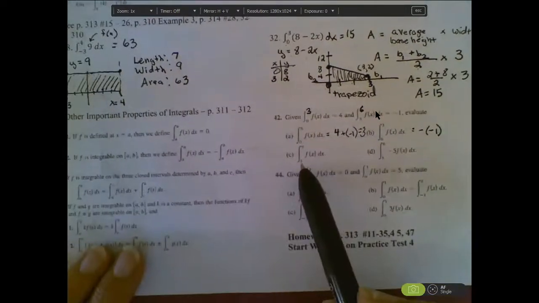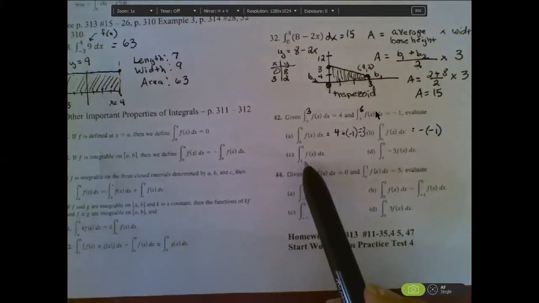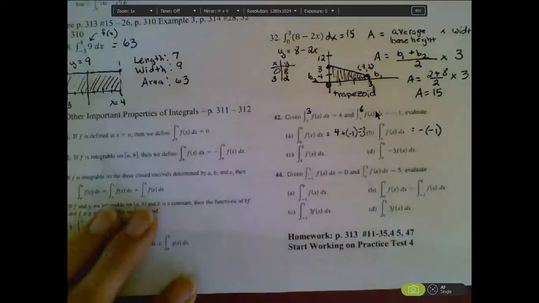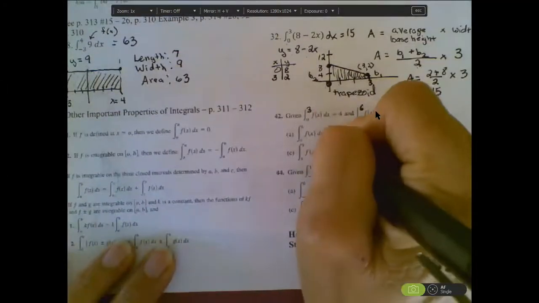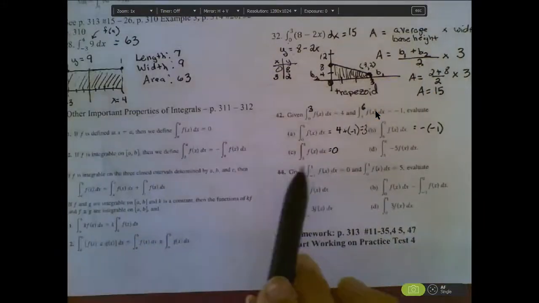What's the definite integral from 3 to 3 of f of x dx? 0. Yeah, there's no area under f of x from 3 to 3.